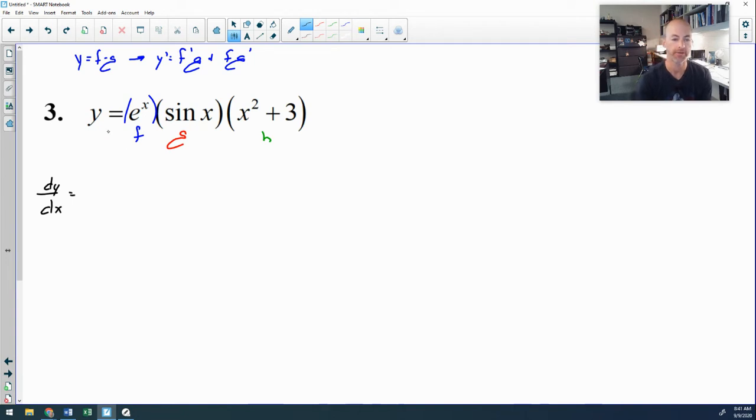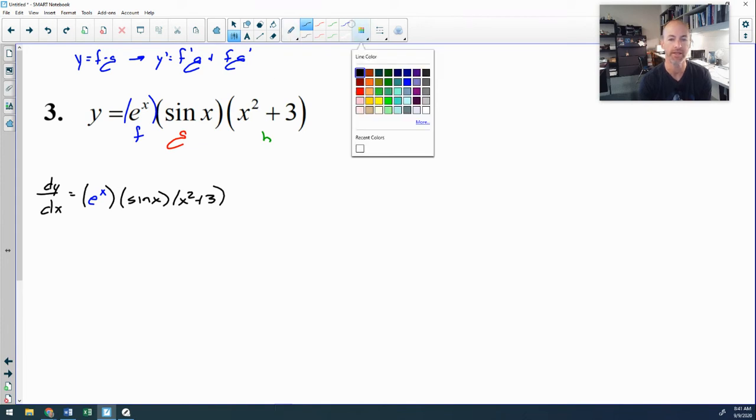And as you march your way through the function, you just add all of the different products together. So I'm going to start with the derivative of f, and the derivative of f is e to the x. So I'll do the derivative of e to the x. That is e to the x. Now I'm going to leave the g and the h alone. So sine x, x squared plus 3. So I just did f prime.